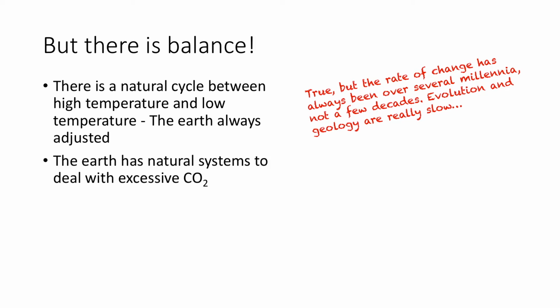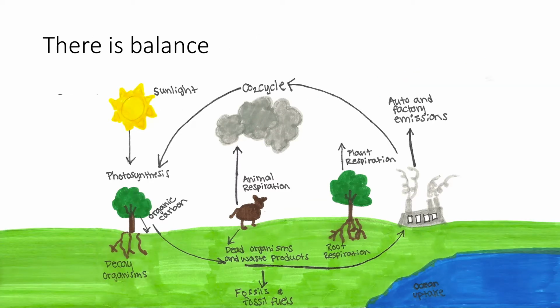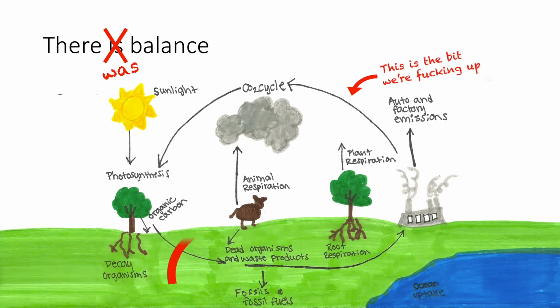Then there will always be a flimsy argument around the Earth being able to deal with excess carbon dioxide, and ramble some shit about carbon cycle and balance. So let's actually have a look at the carbon cycle. The carbon cycle describes how carbon is absorbed by plants through photosynthesis or sequestered and then released through natural processes. But we are messing up this cycle.